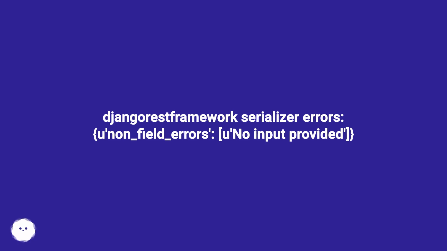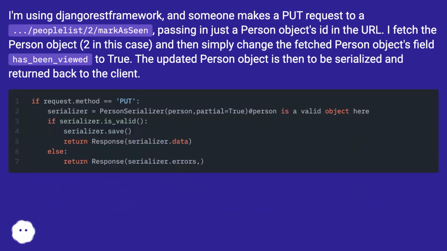Django REST framework serializer errors, unknown_field_errors, input provided. I'm using Django REST framework, and someone makes a PUT request to a people list to a marker scene, passing in just a person object's ID in the URL. I fetch the person object, in this case, and then simply change the fetched person object's field has_been_viewed to true. The updated person object is then to be serialized and returned back to the client.